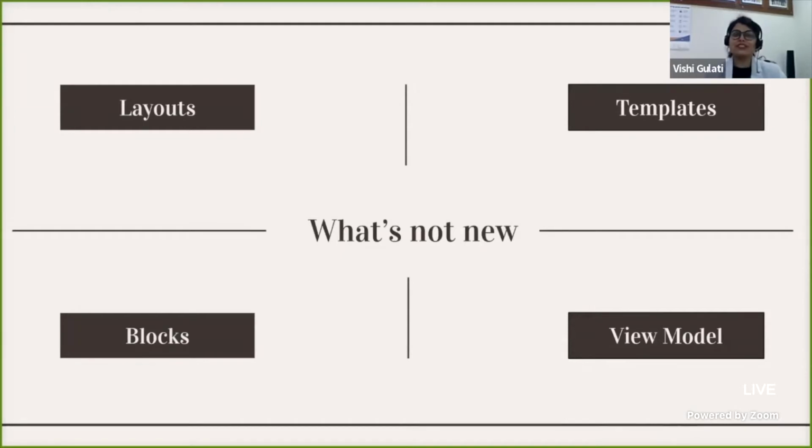Hyvä is still using the layout. You can override it in the same way. It is still using the templates and the blocks. It is still using view models a lot, but there is a slight twist in the view model, which we'll see later.